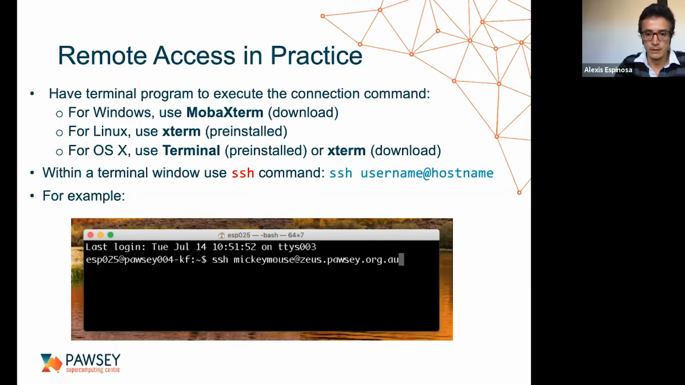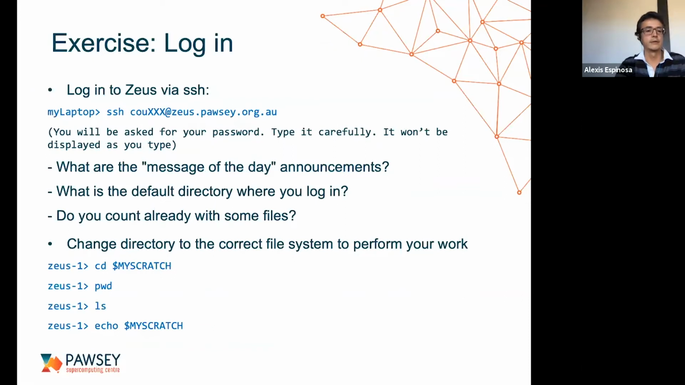So we are going to do the exercise right now. Whatever is in blue are commands that you are going to type in your terminal. So please go to your terminal, open MobaXterm, or open the terminal in Linux or Mac and type SSH COU, whatever number you have chosen from the Google Doc, at sus.pawsey.org.au. After typing that, you will be asked for your password.